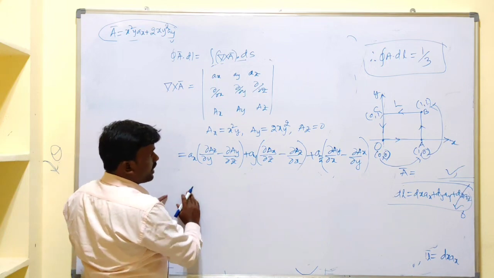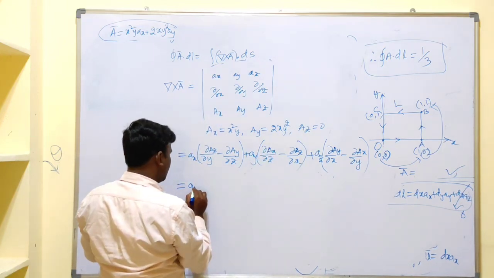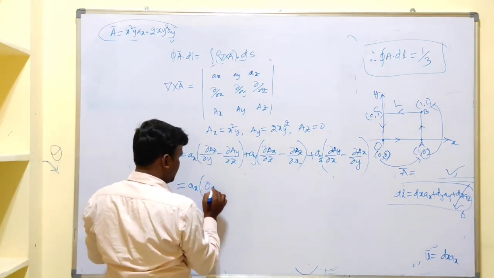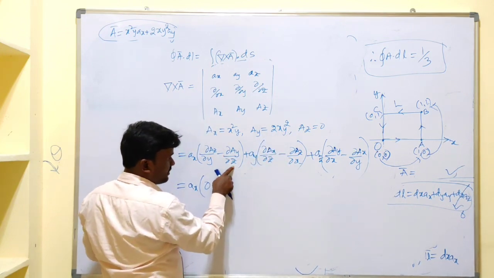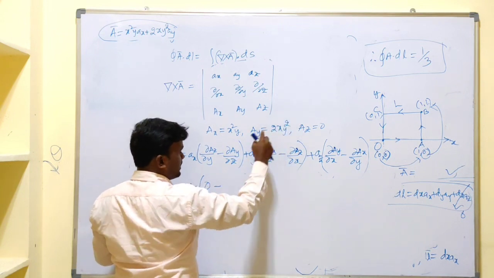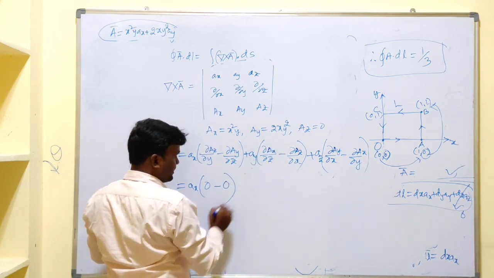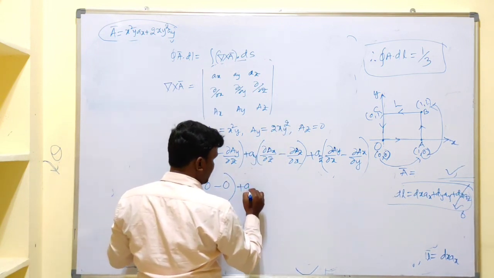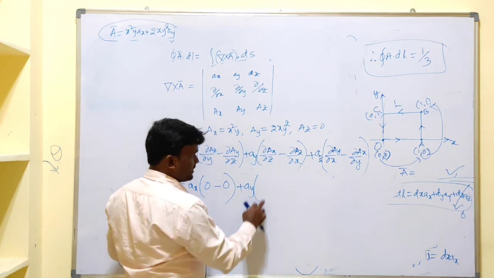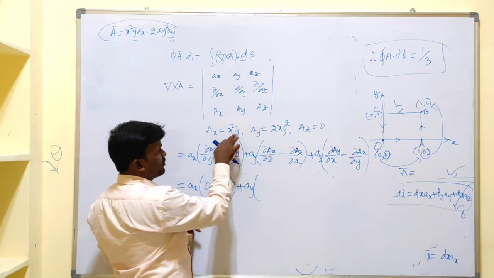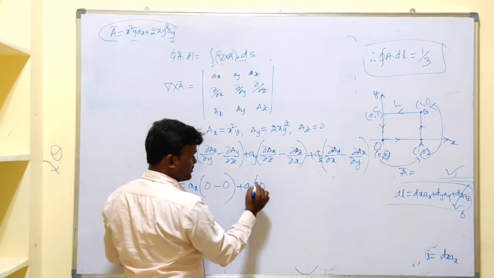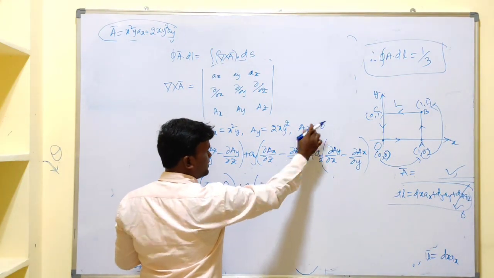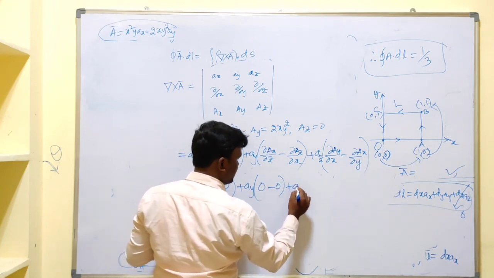Wherever you have az, that becomes 0. Here I have z, that is 0. And what about ay? Ay is 2xy square, but it is partial differentiation with respect to z. There is no z component, so it is treated as constant. Differentiation of a constant is 0. Plus ay, and the differentiation of ax with respect to z: the x component is x square y, but partial differentiation with respect to z gives 0. And az is 0.